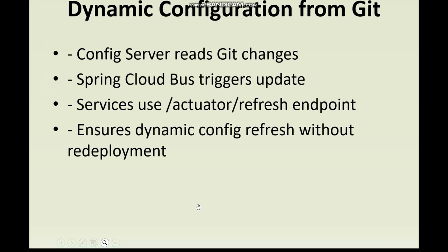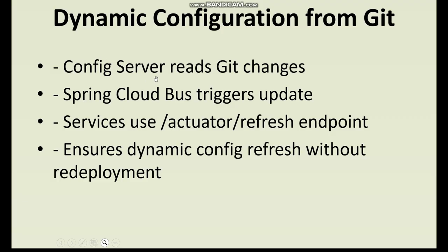So dynamic configuration comes from Git basically. Suppose we have made any changes in the config server or in Git, then Spring Cloud Bus triggers the update. Then services use the actuator refresh endpoint. Services will use the actuator refresh endpoint, and then they can take the changes which have been made in the Git file. Or another way is there is an annotation called RefreshScope. You can just search on it, and through that also you can take the changes from the Git file if any changes have been made. So the code will dynamically take the changes which are required, and this ensures dynamic config refresh without redeployment.